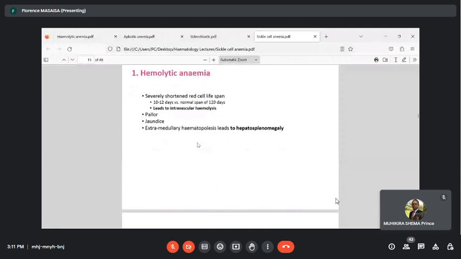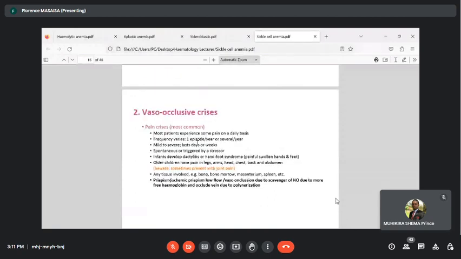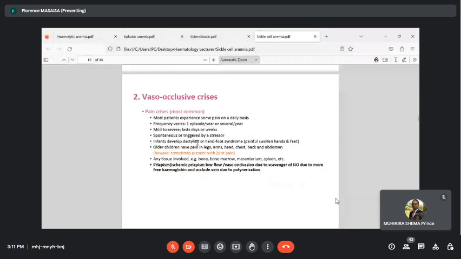Vaso-occlusive crisis, remember the pain crisis. You have to measure how frequent the pain is per year, because if someone is having like 2 episodes of pain a year, that's like a severe sickle cell, then the treatment may differ depending on the frequency of vaso-occlusive crisis. So we may have mild to severe, we may have episodes spontaneous or triggered by stressors.